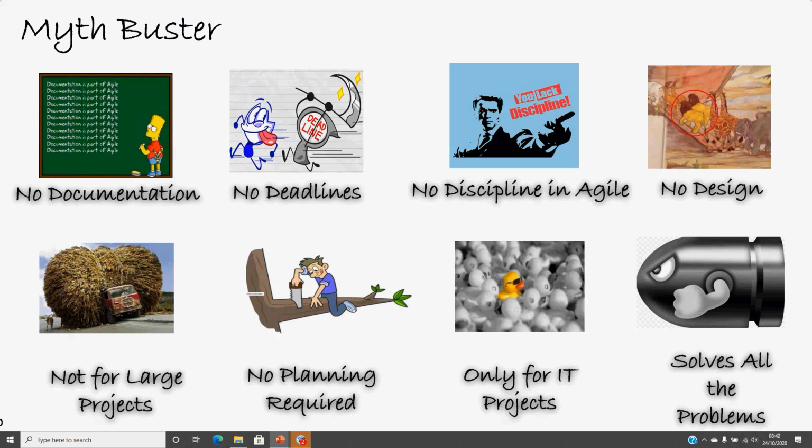You are still creating those user stories. You are maintaining a repository for them. So you can't say that there is no documentation. There is still documentation. It's just that things need to change. Then the next one is that, oh, there is no deadline in Agile.